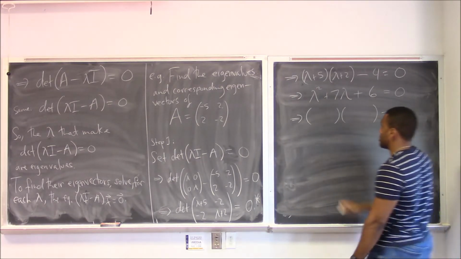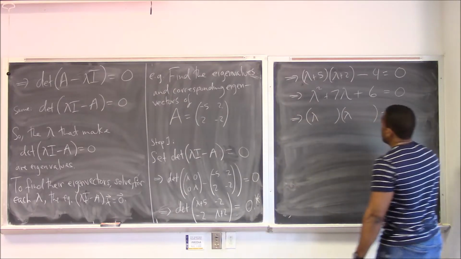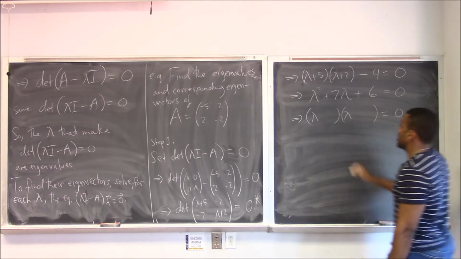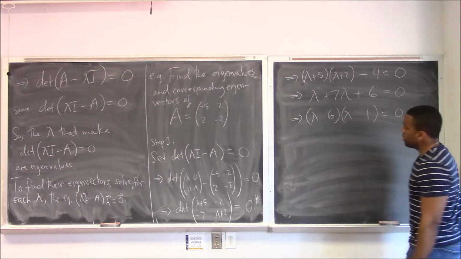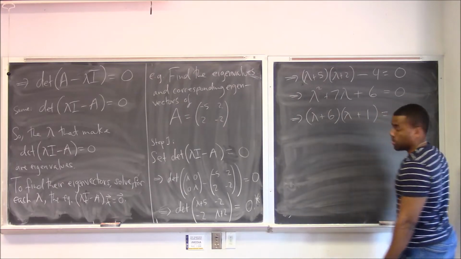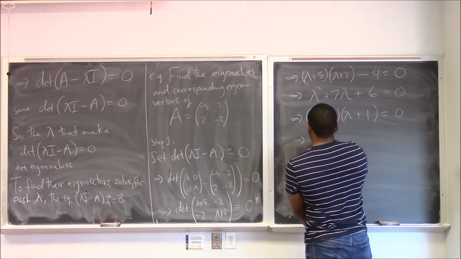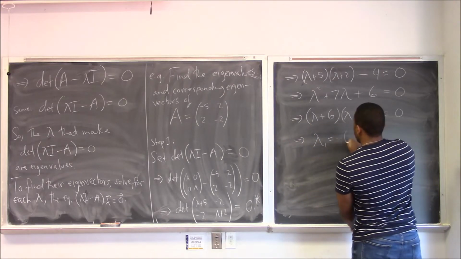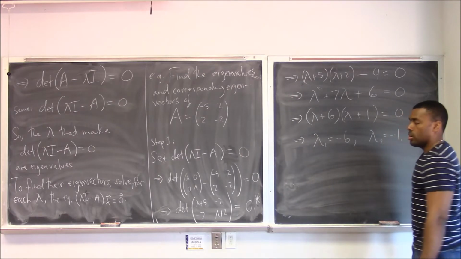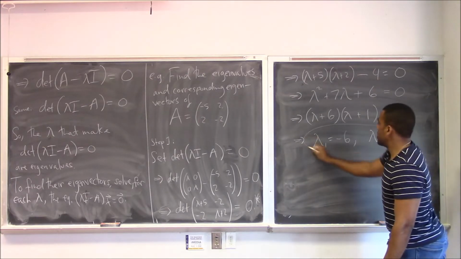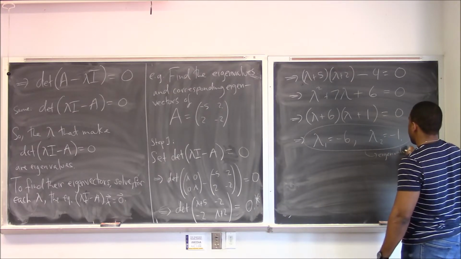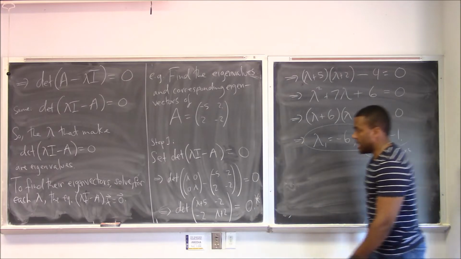So if you remember algebra here, 6 and 1. And what do they have to be? Positive, both of them, right? So this means I have one value is minus 6, another value is minus 1. So these are my eigenvalues. Those are the scaling factors. Now let's find the eigenvectors.